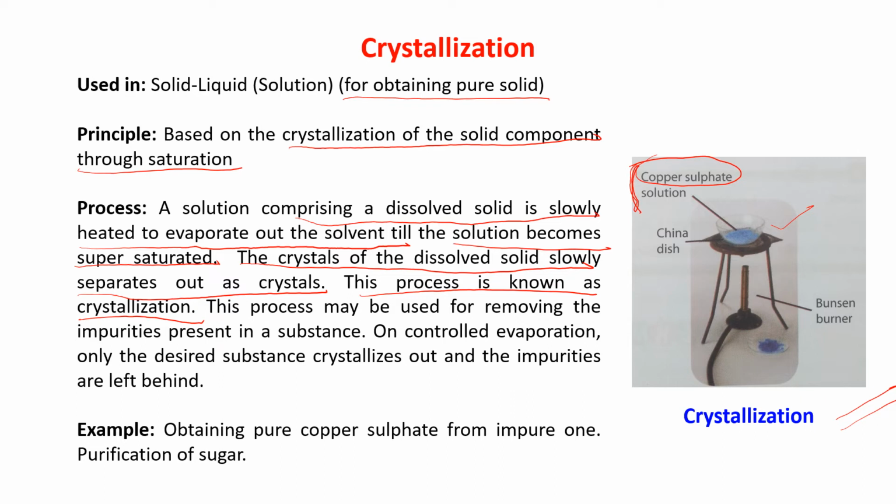Example, obtaining pure copper sulfate from impure one. Purifying sugar, we are using crystallization to purify sugar and to get the pure copper sulfate crystals. For that, what you have to do, you have to take the solution in a china dish and heat it to evaporate the water, make a supersaturated solution, allow it to stand for some time, the crystals of copper sulfate will come out.